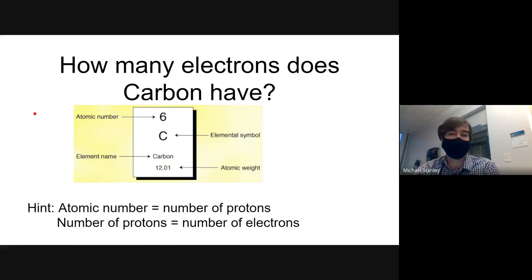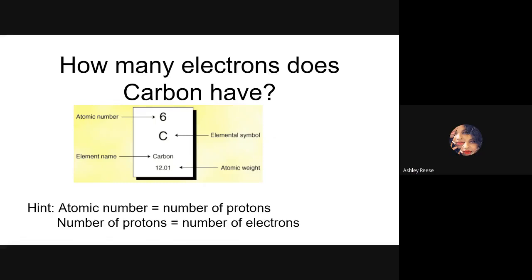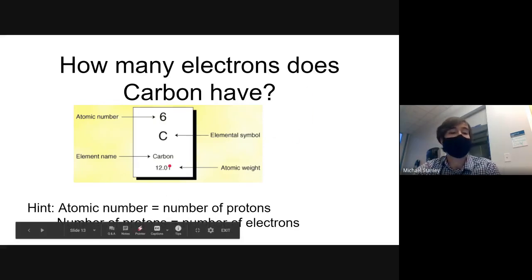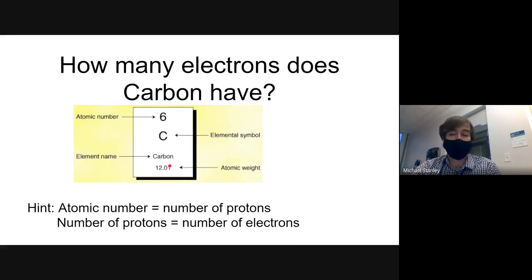And how do you know that it was 6, Ashley? Because protons and electrons are the same. Bingo. We just said that carbon had 6 protons, so it also has to have 6 electrons. All right, so finally, we'll see who's paying attention here. How many neutrons does carbon have?